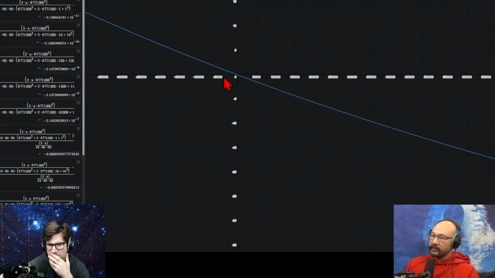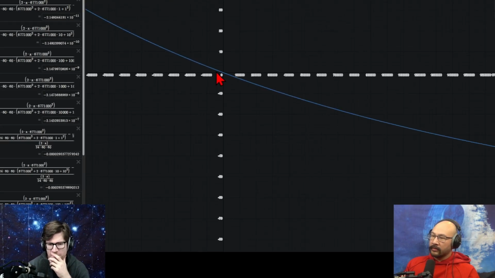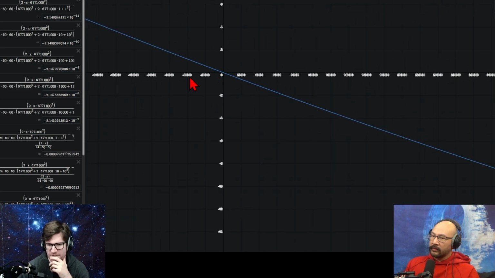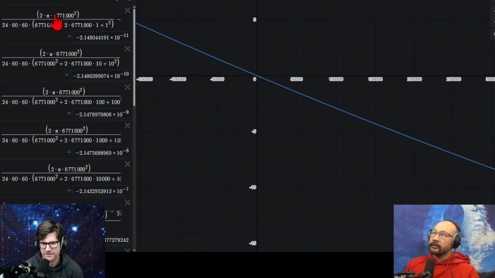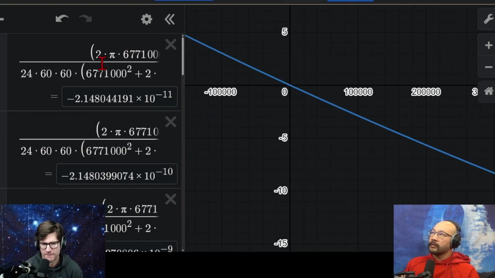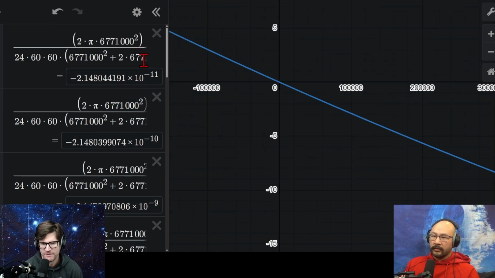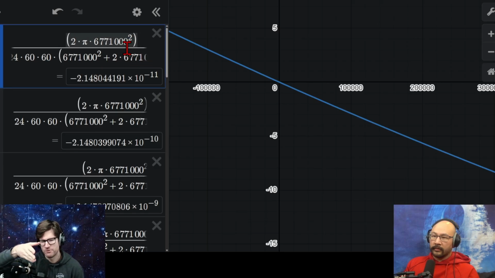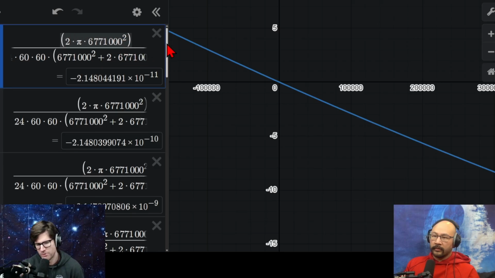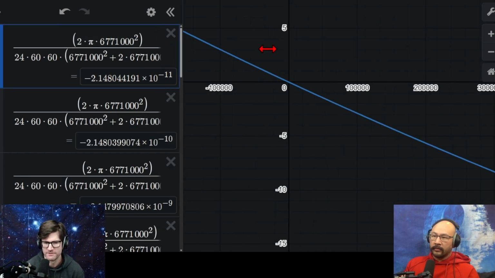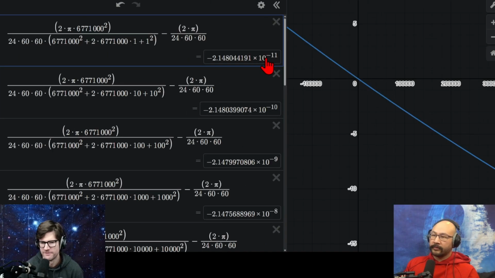The critical part is the left side of the calculation here, the left side column of calculations. This is where I plugged in the numbers. And I think if you see the vertical scroll bar, you can pull that to the right to get more space. Much better.